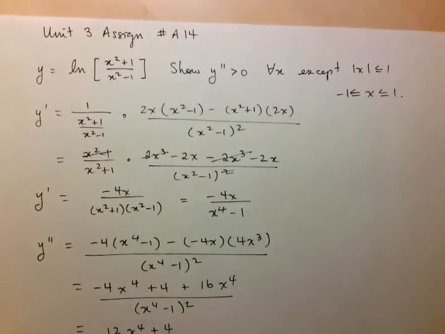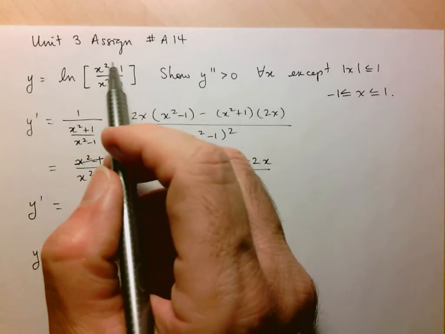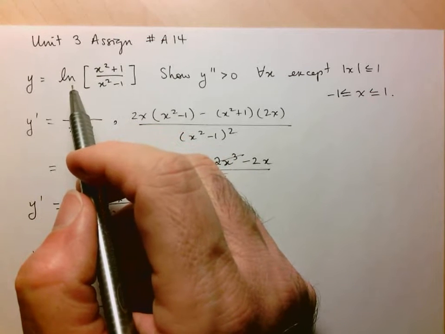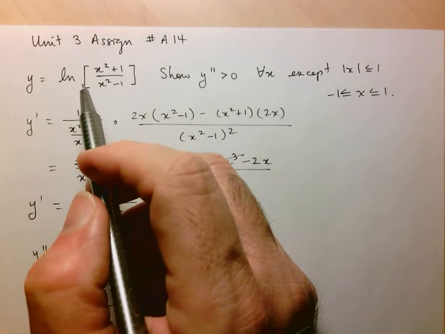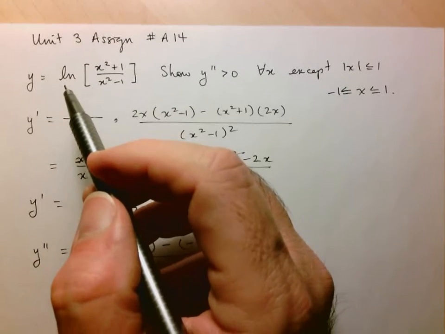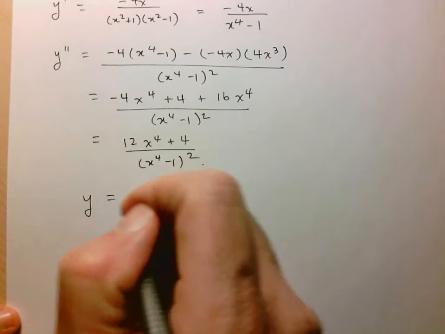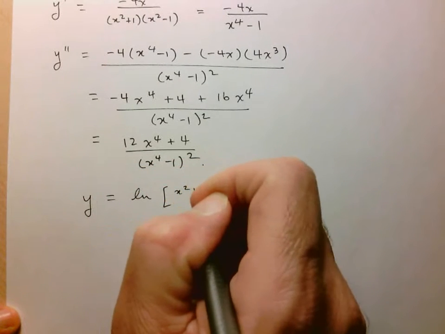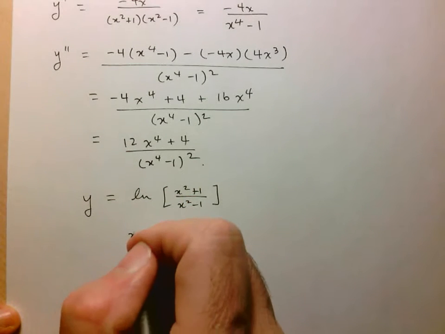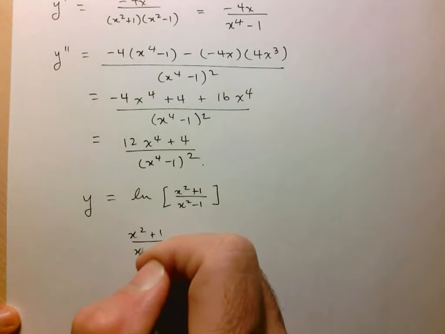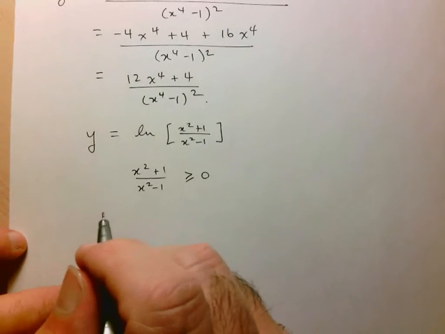This is where you have to be careful, because this is a natural logarithmic function, and we know that the input to this function can never be negative. So let's actually find the domain of this function and see what gets eliminated. Let's go back here and rewrite ln of (x squared plus 1 over x squared minus 1). We need x squared plus 1 over x squared minus 1 to be strictly greater than 0.